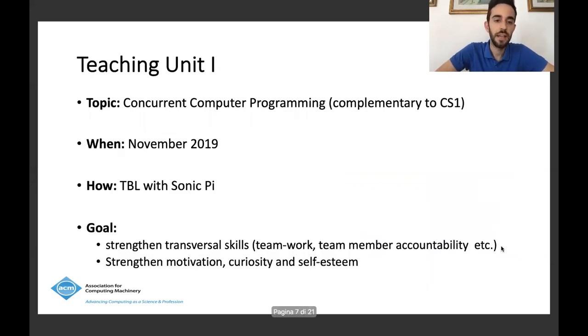The main topic of our first teaching unit was concurrent computer programming, which was complementary to CS1. We did this module in November 2019 using Sonic Pi and TBL. In the next slide, I will explain TBL. The main goals were to strengthen transversal skills, in particular teamwork and team member accountability, and to strengthen motivation, curiosity, and self-esteem, by showing that there is much more than sequential imperative programming, but in order to understand this advanced concept, you have to have a basic foundation in imperative computer programming.